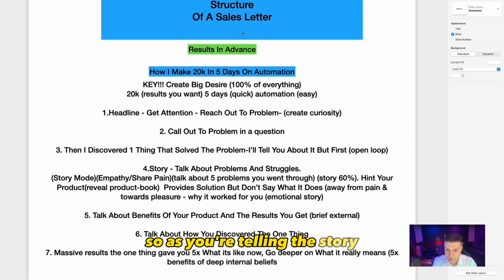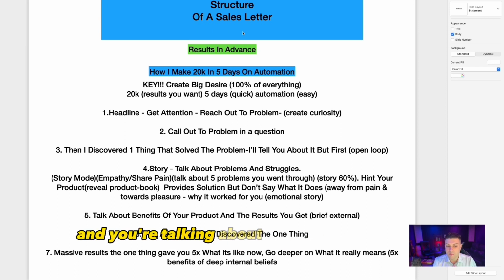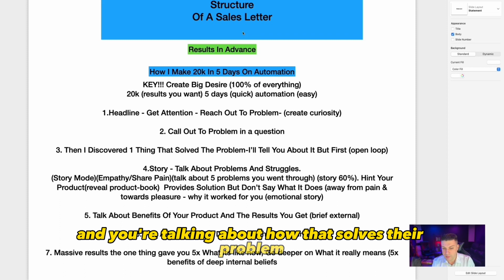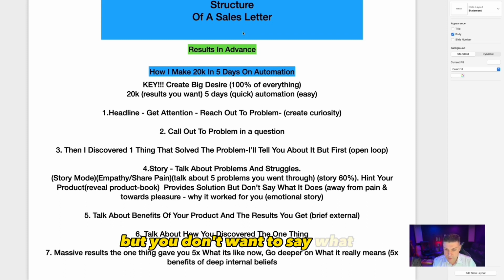As you're telling the story and going through your problems and struggles, they're like, yes, that's me. Yes, that's me. They're going to want the solution. Their brain is going to start spinning like, okay, what do you got for me? Then you hint at your product. You reveal your product. You're like, that's why I came up with this book, and you hold up your book or whatever you're selling, and you talk about how that solves their problem. But you don't want to say what it is. You don't want to say what's in the book. You don't want to go over that yet.